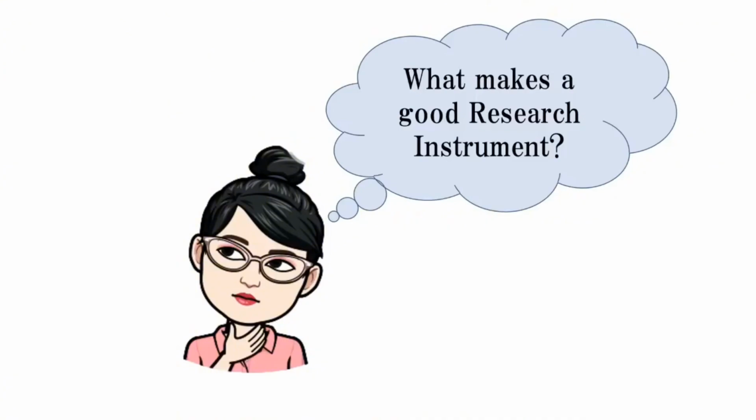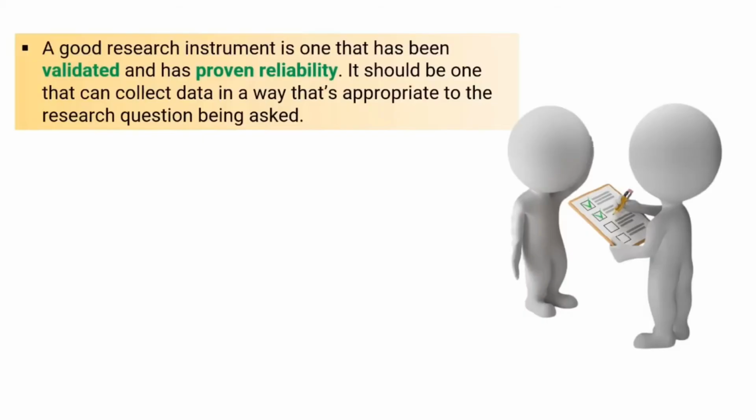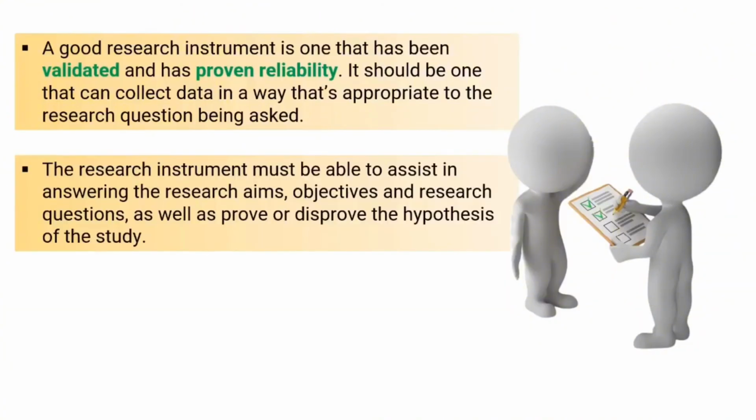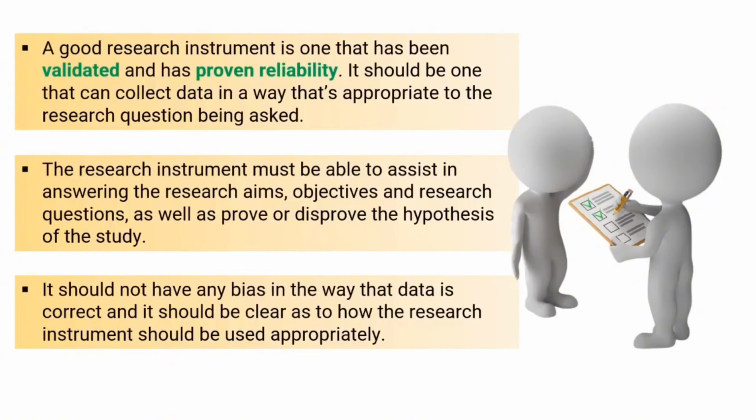What makes a good research instrument? A good research instrument is one that has been validated and has proven reliability. It should be one that can collect data in a way that's appropriate to the research question being asked. The research instrument must be able to assist in answering the research aims, objectives, and research questions, as well as prove or disprove the hypothesis of the study. It should not have any bias in the way that data is collected, and it should be clear as to how the research instrument should be used appropriately.